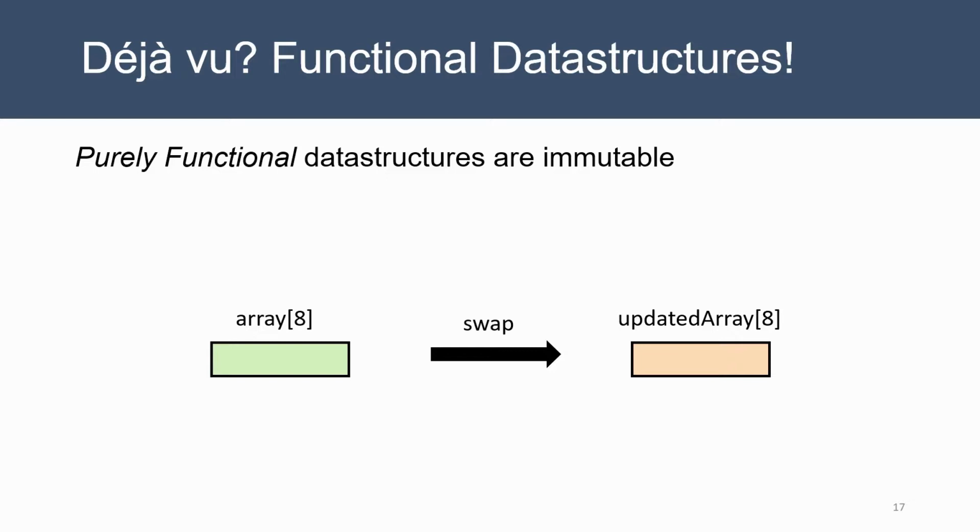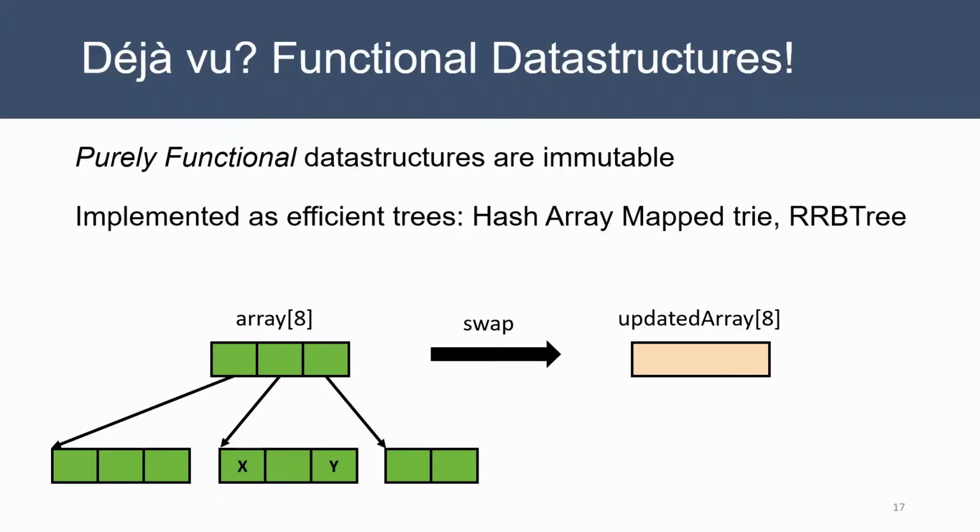Now, this seems horribly inefficient, and this is the same problem that we are faced with, right? But they have solved this problem in a very nice way. So if you look at functional data structures, the highly performant data structures are implemented as very efficient trees, and there are many examples of these data structures in the functional programming literature, and I've cited two here.